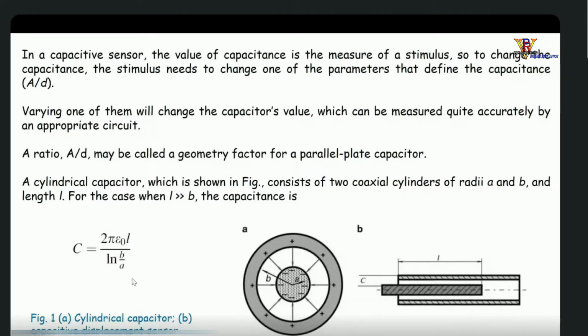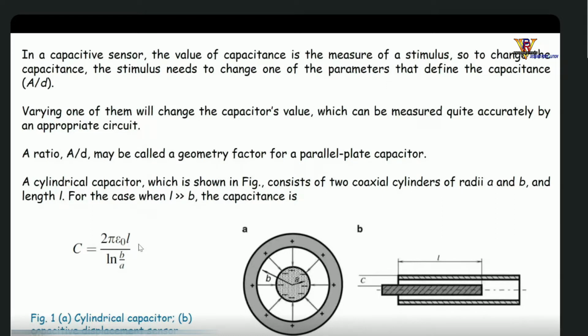So for these plates, the cylindrical capacitor, the capacitance can be given by this expression. C equals twice pi epsilon L divided by natural log B by A, where B and A are the radii of the inner and outer cylinders and L is the length of the cylinder. What is considered here? L is very, very large compared to B. So in this case, this is the capacitor value.